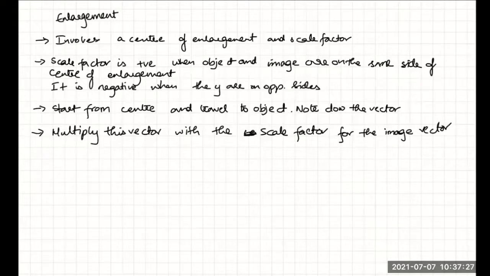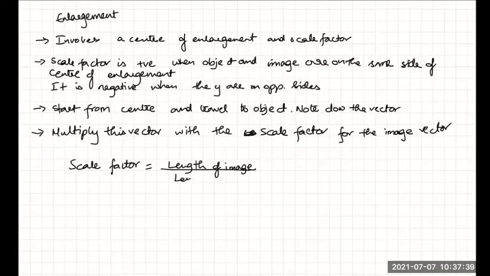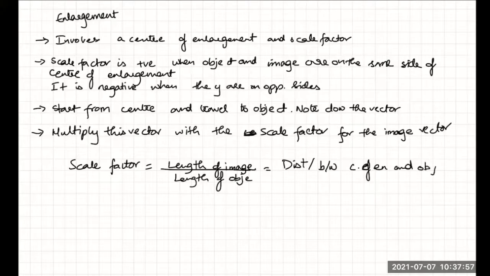Okay, let's see. So scale factor formula kya hota hai? Scale factor can be found using two ways. I can say that it is length of image over length of object. Or it can also be the distance between the center of enlargement and the image, divided by the distance between the center of enlargement and the object.